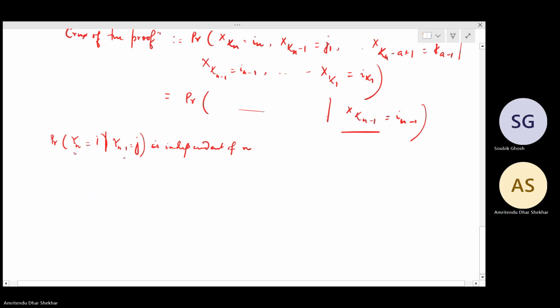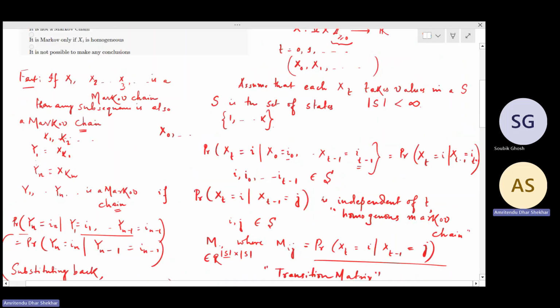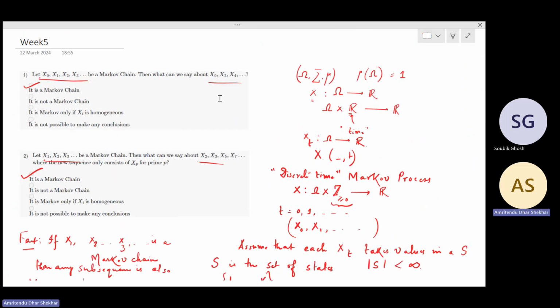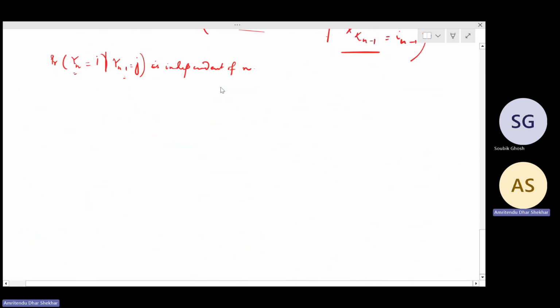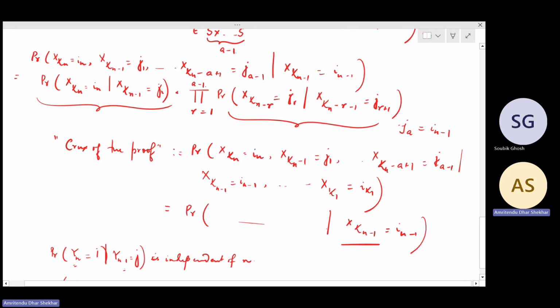Now for the first case, x_0, x_2, x_4, it is actually independent of n, because of the subsequence that you are choosing. Essentially, you're choosing all the even numbers, 0, 2, 4, and so on. There is a regularity in that subsequence, which is why the probability is actually independent of n, and you can estimate the probability.